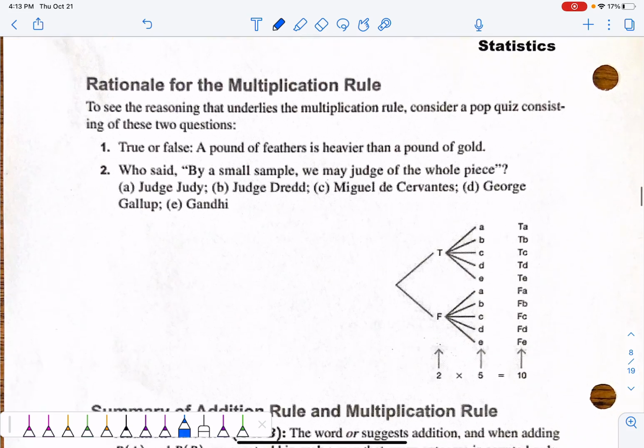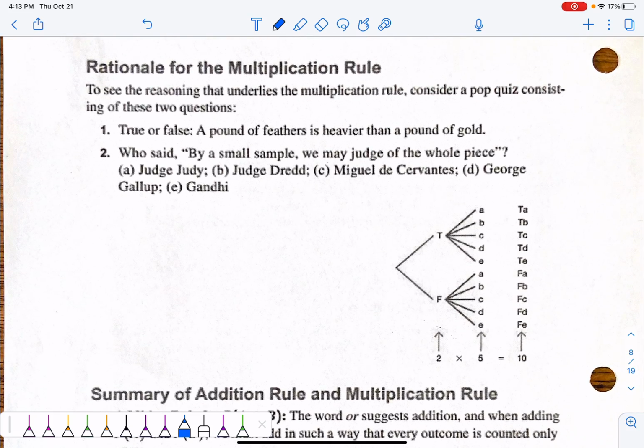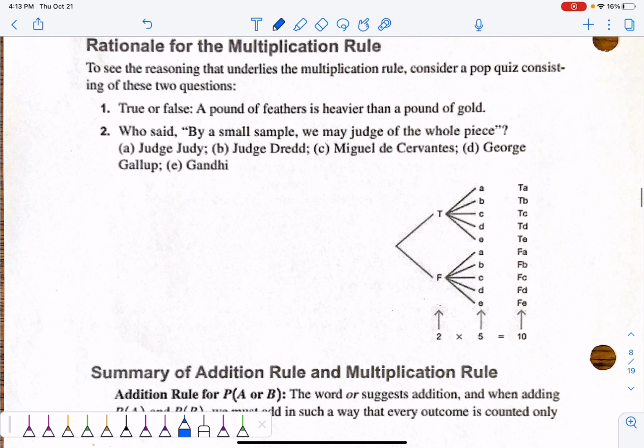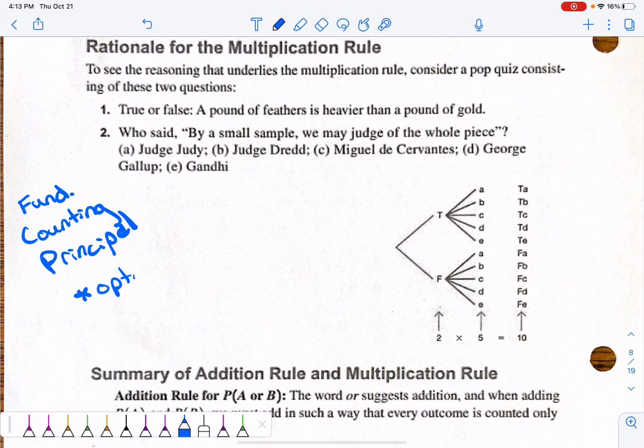All right, moving on. Last thing, the rationale for the multiplication rule. To see the reasoning that underlies the multiplication rule, let's consider this pop quiz. You might have talked about this in Algebra 2. I know we did, and we called this the fundamental counting principle. That just means take the number of options times each other to figure out how many total options you could do. I'll show you what that means in a second.